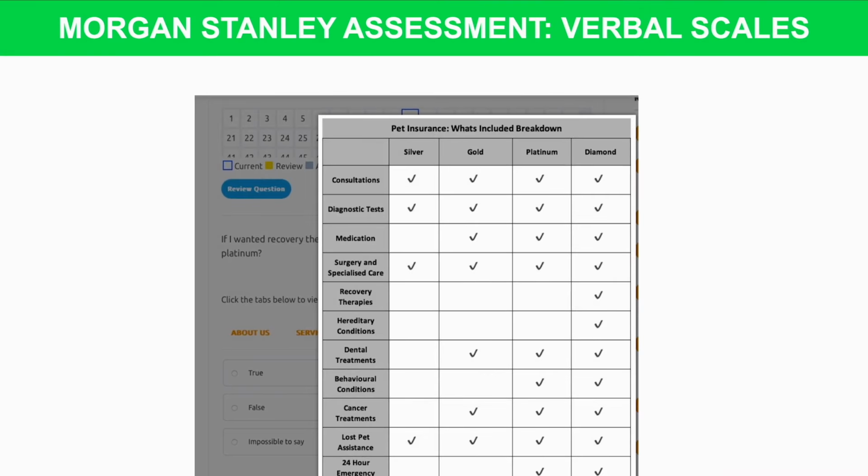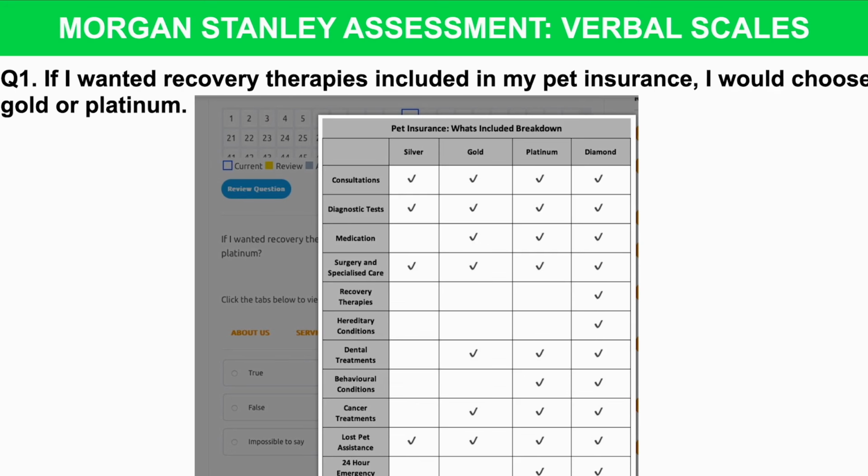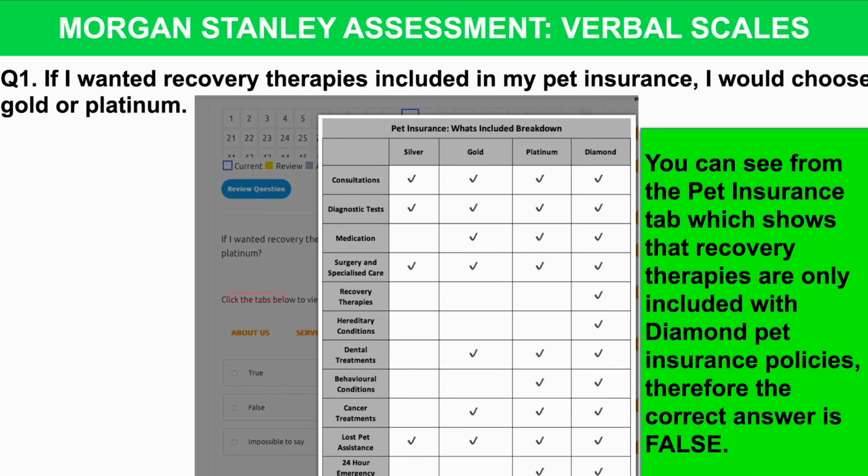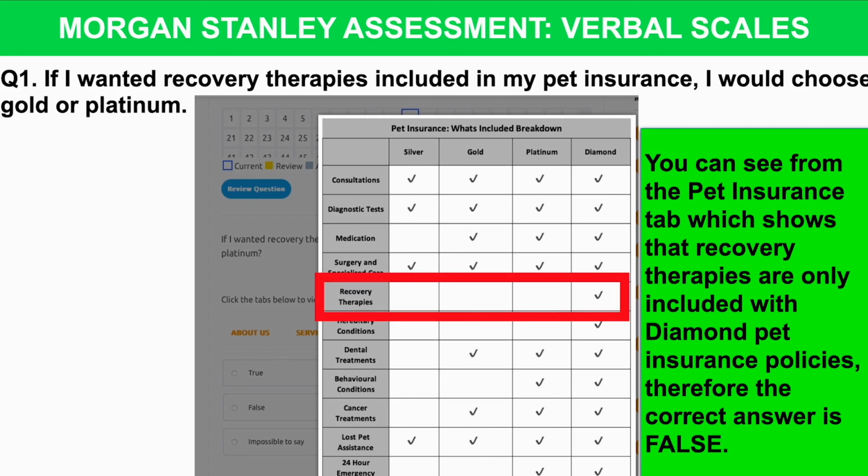Well, this time we get a visually different type of data compared to the numerical reasoning section. This time we get a literature chart with ticks in it. So remember, that statement is, if I wanted recovery therapies included in my pet insurance, well, you can see here that recovery therapies are only included with diamond pet insurance policies. Therefore, the correct answer is false. Now, this is a great example to show how you just need to skim read for those keywords, and that's what you really need to get plenty of practice doing.